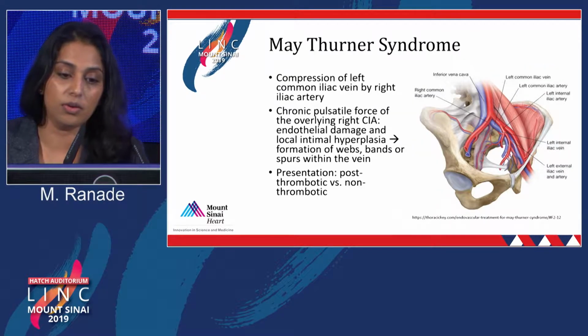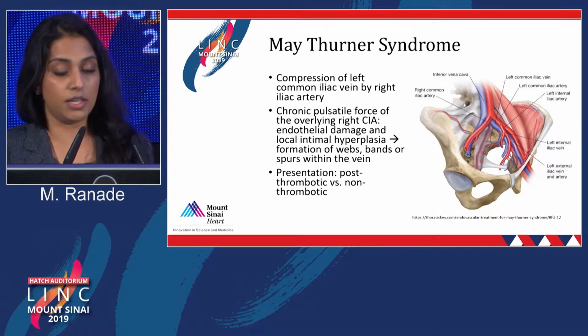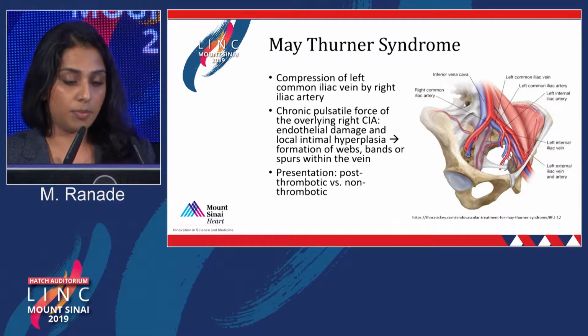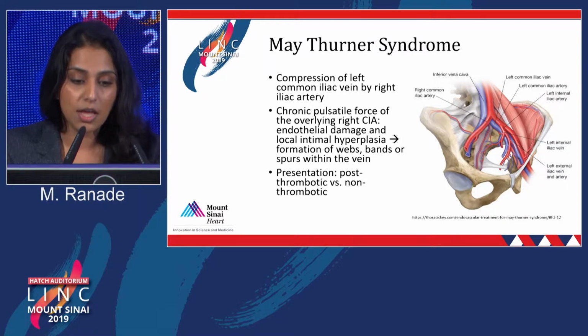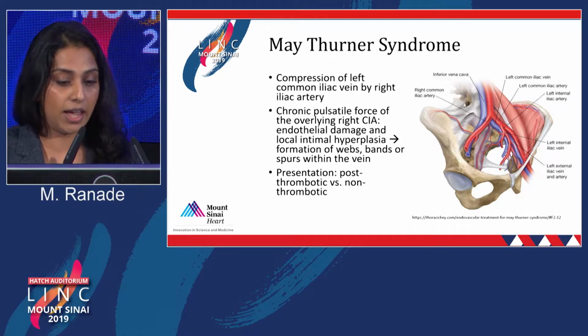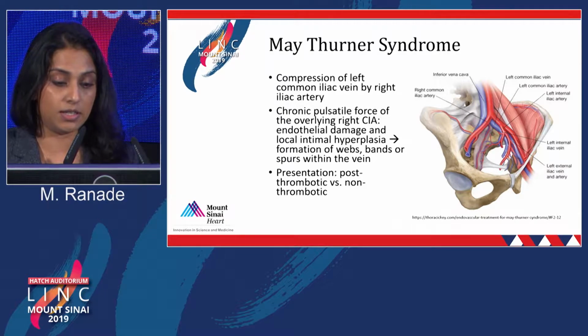Thurner, so as we all know, refers to compression of the left common iliac vein by the right iliac artery. Along with the extrinsic compression, there is some theory that the chronic pulsatile flow within the right common iliac artery can result in some endothelial damage and cause local intimal hyperplasia. So in all of these patients, there may be some form of synechia, basically webs, bands, spurs within the vein that can exacerbate the venous stasis and further lead to symptoms for the patient.